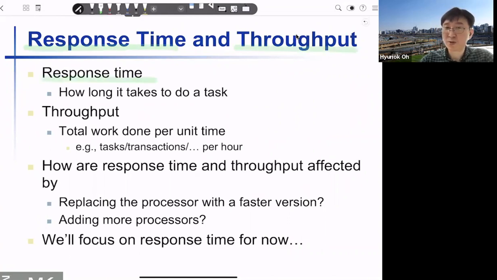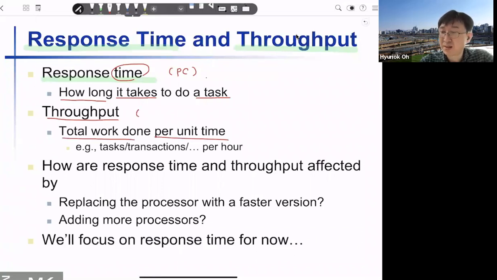Response time means, for instance, you click your program, it is computing and generating the output. So response time is actually time: how long it takes to complete the task after you press the button. Response time is normally used in the personal computer or smartphone case. Throughput is how much work can be done per unit time. If 1,000 programs can be finished per second, then the throughput is 1,000. This is useful for server machines, where many requests come to the server simultaneously.